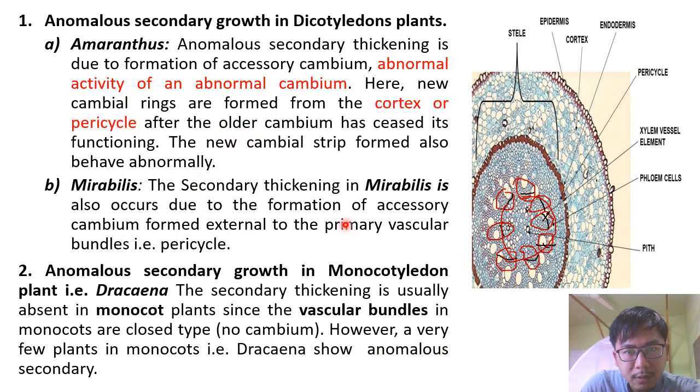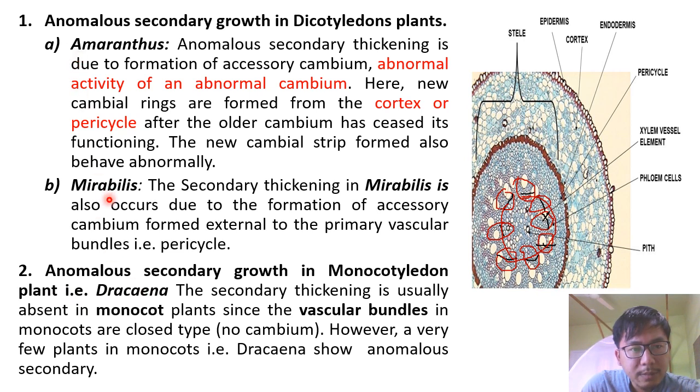I hope you all know the difference between normal secondary growth and anomalous secondary growth in plants, which we already discussed in the previous slide. So here, based on the Manipur University syllabus, I'm going to discuss anomalous secondary growth in three plant species, that is Amaranthus species, Mirabilis species and Dracaena species.